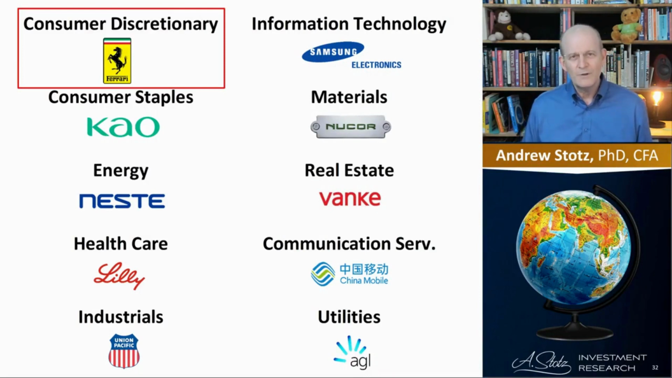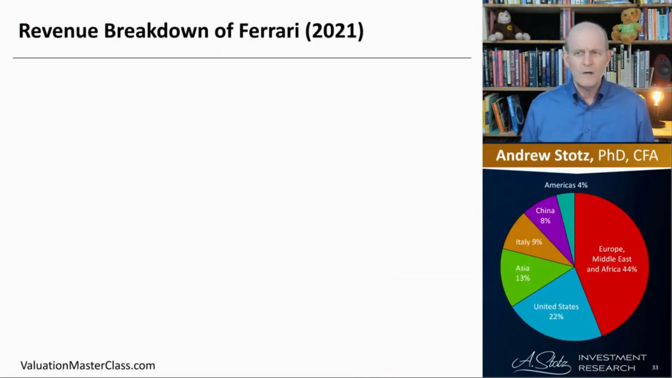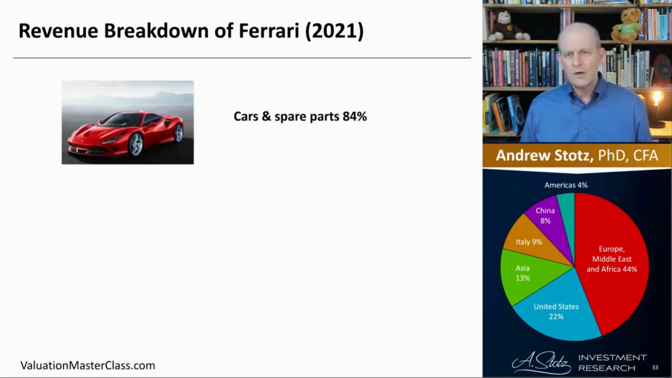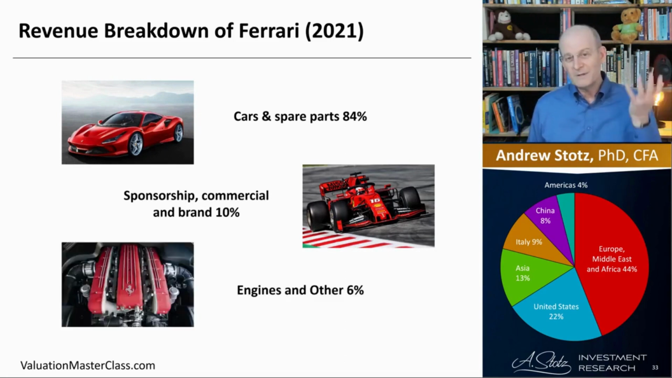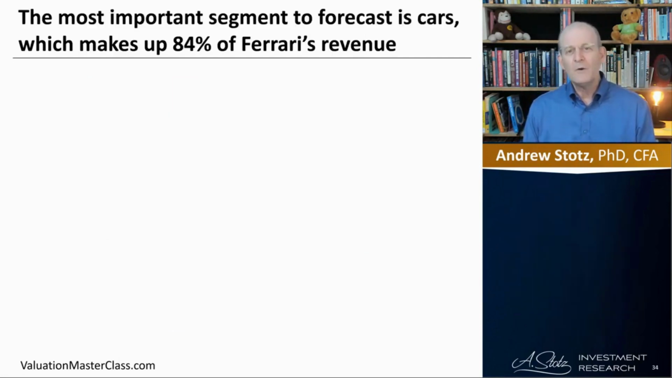I'd like to start off with Ferrari. What's the revenue breakdown like at Ferrari? Well, here we can see that cars and spare parts account for 84%, and you can also see the pie chart that shows the destination. Sponsorship, commercial, and brand is a pretty small part. So I would focus on cars and spare parts, and I suspect that cars are the main part of that. So the most important segment to forecast is cars, which makes up 84% of Ferrari's revenue.